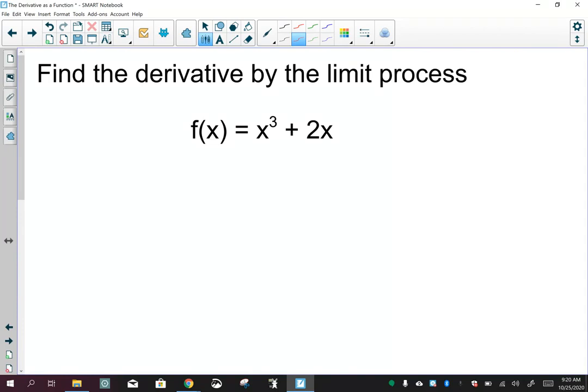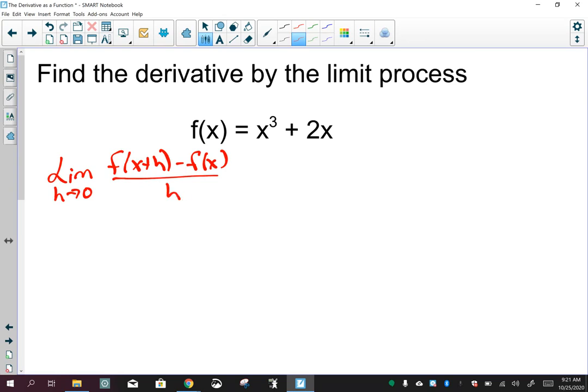Okay, so we're going to find the derivative here by the limit process. So what that means is we're going to do this. We're going to take the limit as h approaches 0 of f of x plus h minus f of x all over h. So this is what it wants us to do.